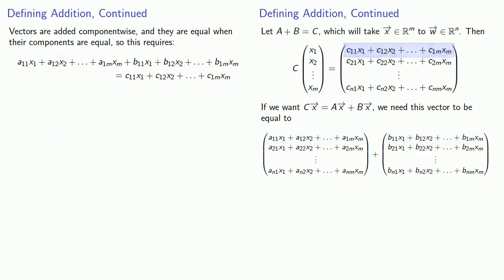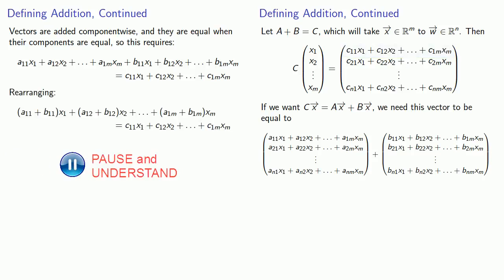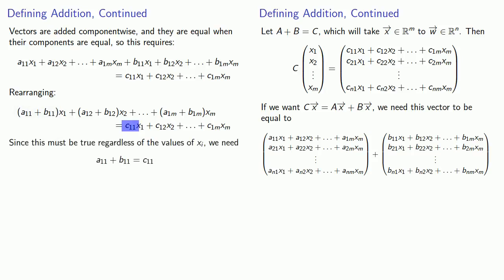And we can rearrange this a little bit to get this equation. Now, this has to be true for all vectors x. So the only way that we can have that equality for all values of xi is when the coefficients are equal. So a11 plus b11, the coefficient of x1, has to be equal to c11, the coefficient of x1. Likewise, a12 plus b12 must be equal to c12, and so on.